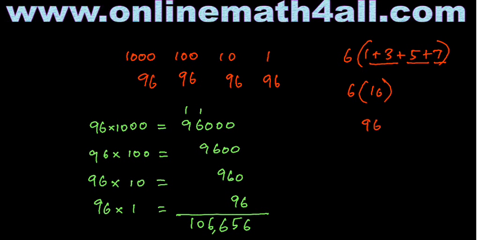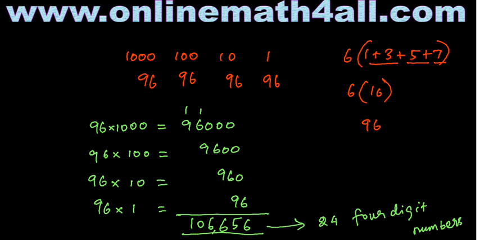in Indian style we say that is 1,06,656, but in American style we will say 106,656 is the sum. So this is the sum of all 24 4-digit numbers. Here I have not written all the 24 4-digit numbers. Without writing all the 24 4-digit numbers, I found the sum of all the 24 4-digit numbers.